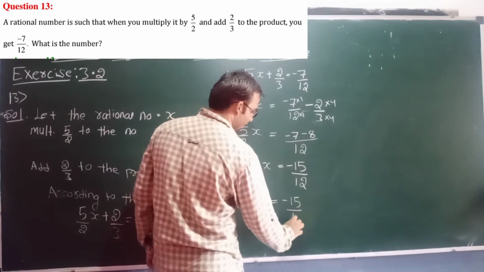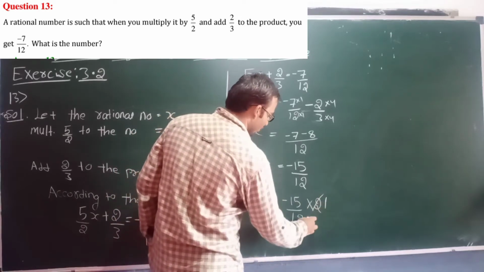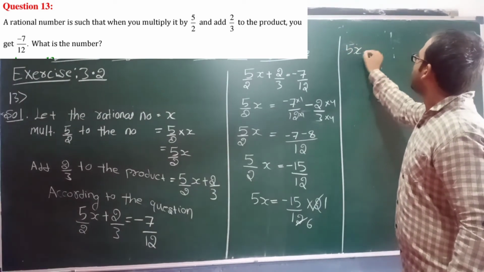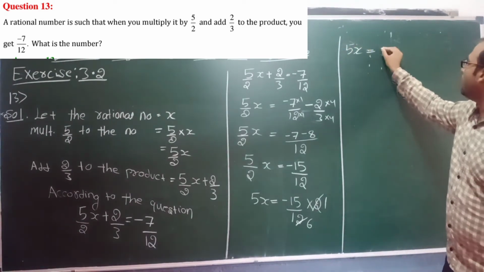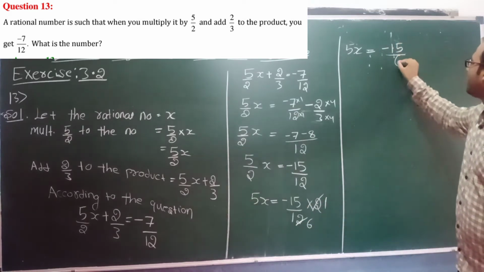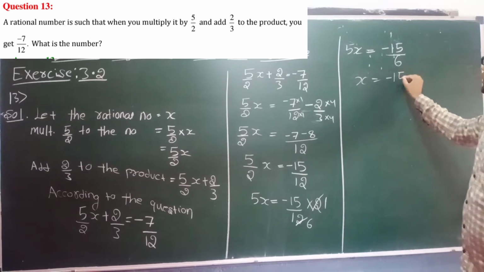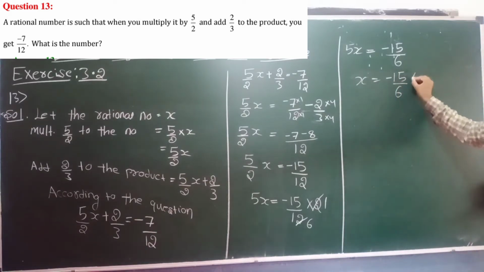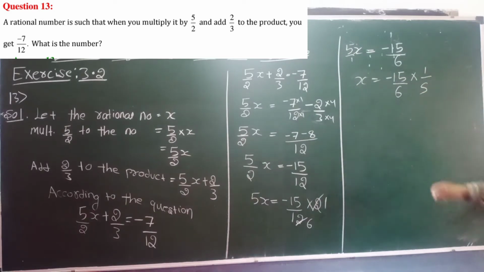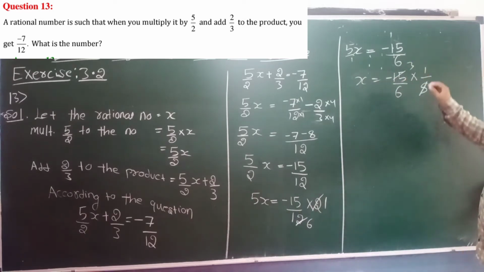Okay, so now you transpose 2 to that side, so it will be 5x is equal to minus 15 by 12 into 2. So it will be 2 1s are 2, 2 6s are 12. What we have got, students? 5x equals minus 15 divided by 6. Okay. Now you transpose 5 here. Okay, so it will be x equals minus 15 divided by 6 into, so nothing is there means 1 will be there, no? So it will become 1 by 5. Okay, so now 5 1s are 5, 5 3s are 15. Okay, so now what you got?